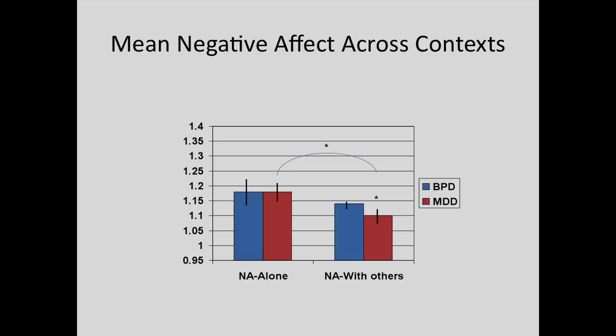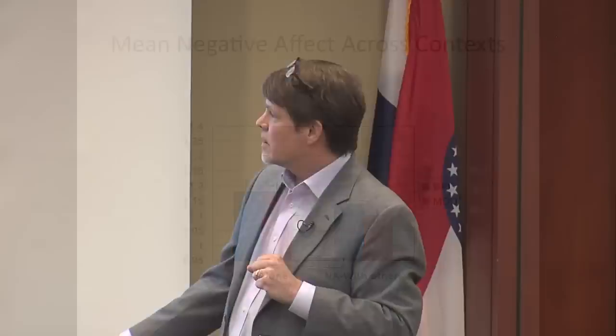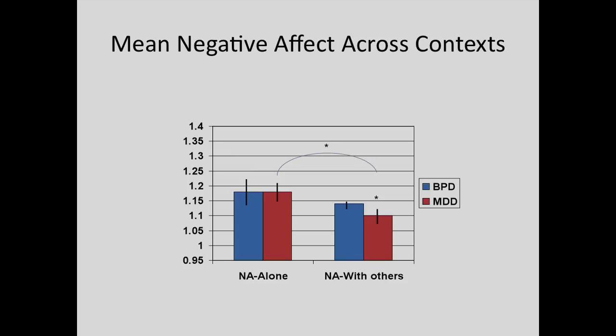However, when they were with others, we see significantly lower ratings of negative affect in those with depression versus those with BPD. And this represents an interaction where there's a significant decrease in negative affect for the depressed folks from the status of being alone to when they're with others. So this suggests that in the presence of others, there's maybe some relief of negative affect for those with depression, whereas for our BPD folks, it doesn't seem to matter whether they're with others or alone.